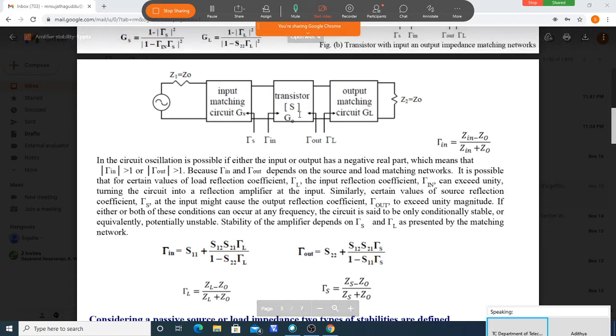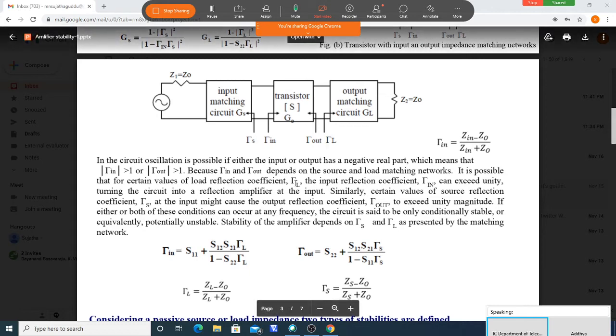Whatever the required gain GT you set, it may not be retained at that value, like 15 dB. It may increase beyond that, or it may come down. It may start behaving like an oscillator once the value of Γin or Γout is greater than 1. So what we have to do is choose the values of ZL and ZS properly. We cannot take any value of ZS.